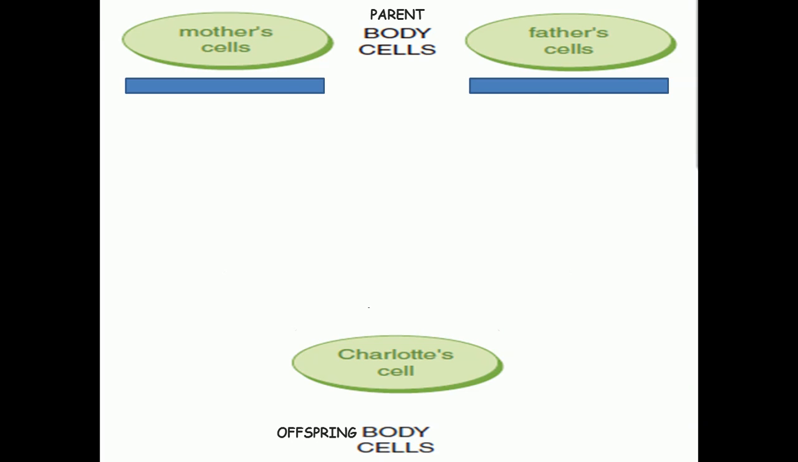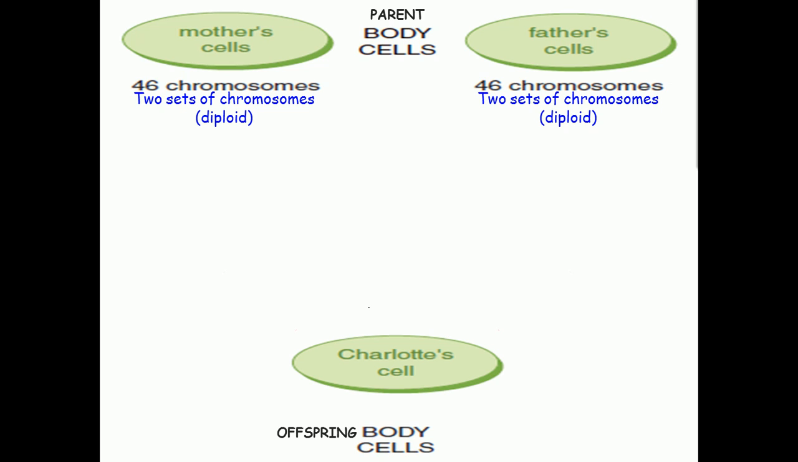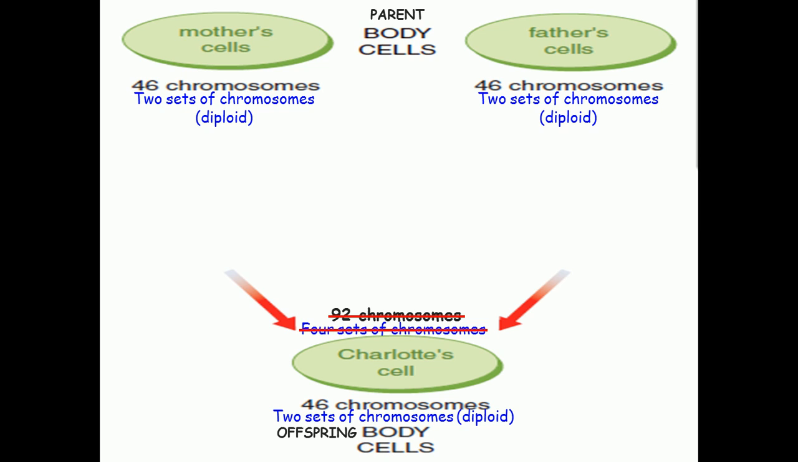Now we know that there are 23 pairs of chromosomes in a body cell in parents, which is a total of 46 chromosomes. This makes these cells diploid. If you were to fuse together a diploid cell inherited from both parents, you would end up with an offspring that contains 4 sets of chromosomes, which is a total of 92. This is genetically too many. We want an offspring that contains the same number of chromosomes as the parent cells. So they also have to be diploid in humans.